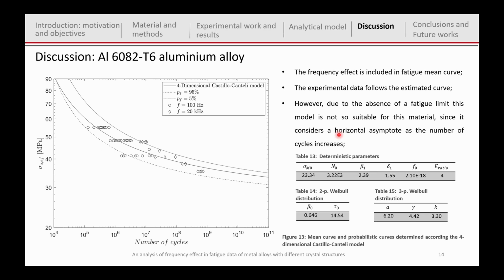However, for the aluminum alloy, in fact, maybe this is not the most suitable model because we have a simpler behavior to describe, and besides that, we don't have a fatigue limit as in the other steels. And this model predicts a horizontal asymptote as the number of cycles increases. However, we think that with this model, we were able to describe very well the frequency effect.